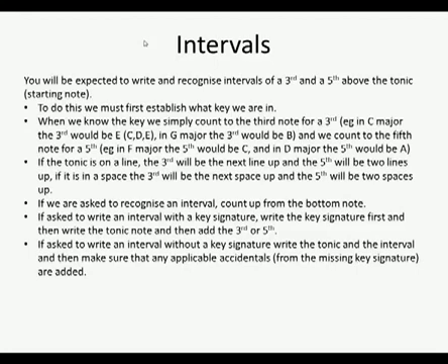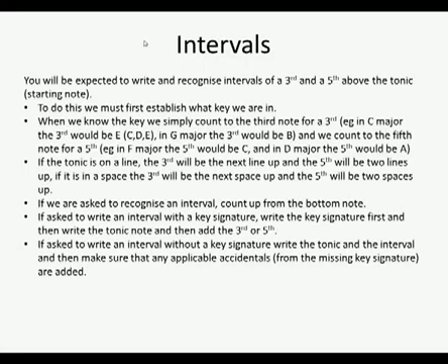Okay, so for intervals, you will be expected to write and recognize intervals of a third and a fifth above the tonic. Now remember, we learned tonics in the last lesson, and a tonic is the first note of the scale, or really it would be the note of the key signature. So for example, C major, C would be your tonic, or F major, F would be your tonic. Okay, so first we're going to need to establish what key we're in so that we can know what the tonic is.